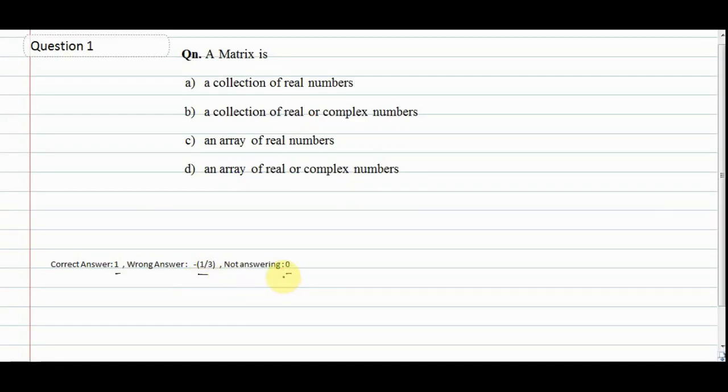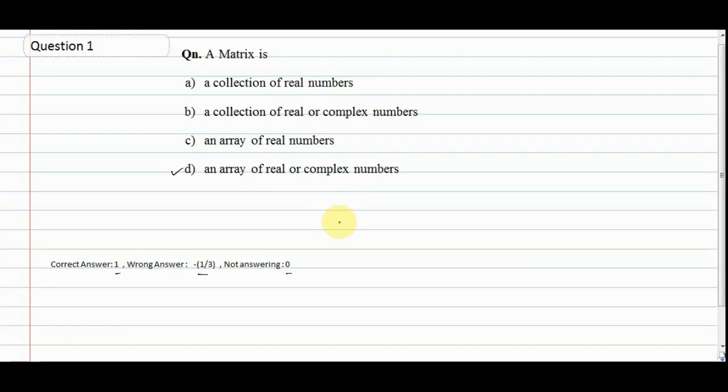You may do it as part of a self-assessment, because you must be familiar with all these topics. These are fundamentals of matrices and determinants, so you can evaluate yourself. Okay, so pause the video and try to answer the question. I hope you have the answer with you. Let's check the answer. Here the most appropriate answer is option D, an array of real or complex numbers. So a matrix is an array of real or complex numbers. This is another definition of matrix.